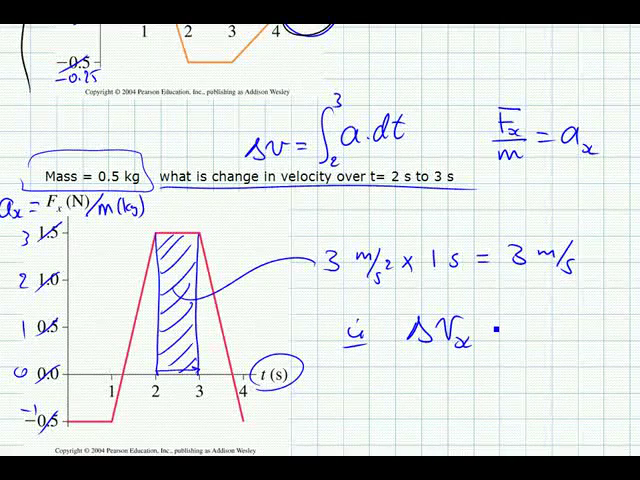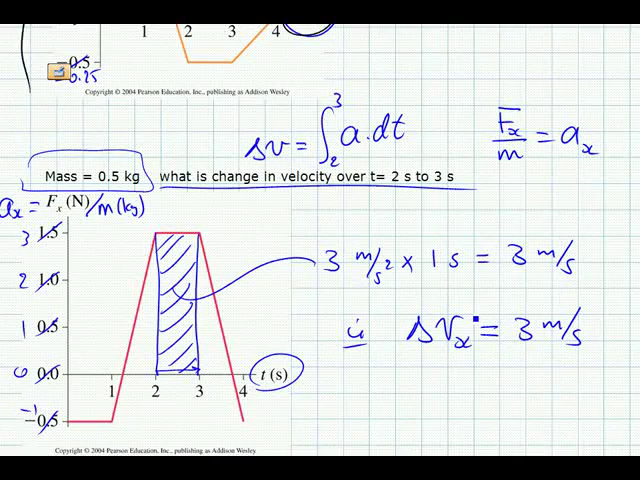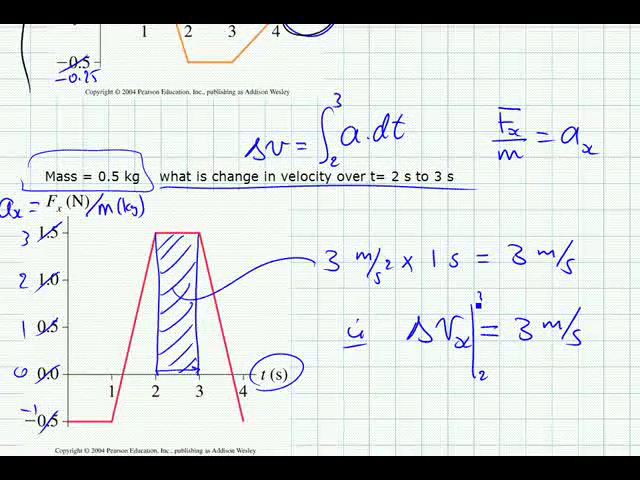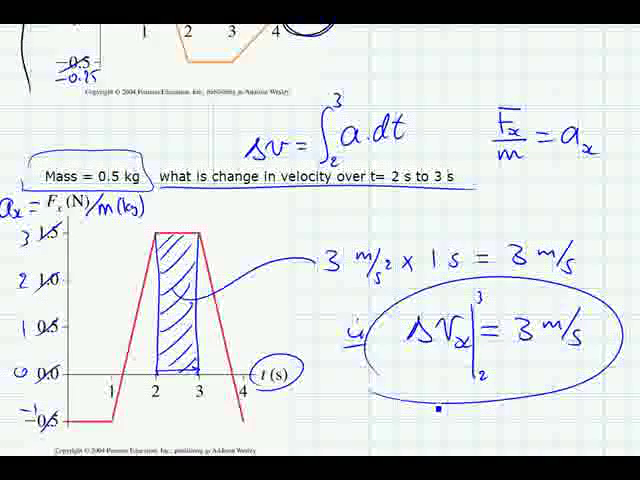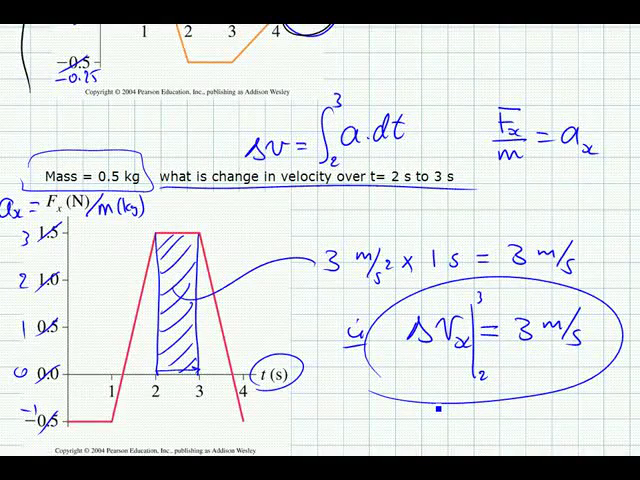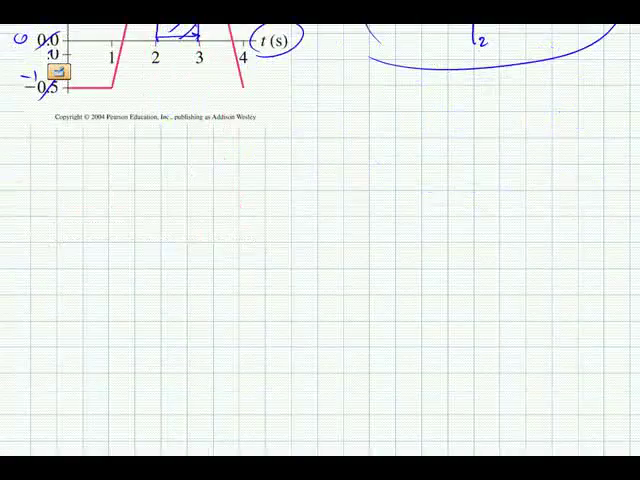change in velocity in the x direction of the object due to this force acting on it is 3 meters per second, from 2 seconds to 3 seconds. Okay, so over the interval of 2 seconds to 3 seconds, the velocity of the object changes by 3 meters per second.